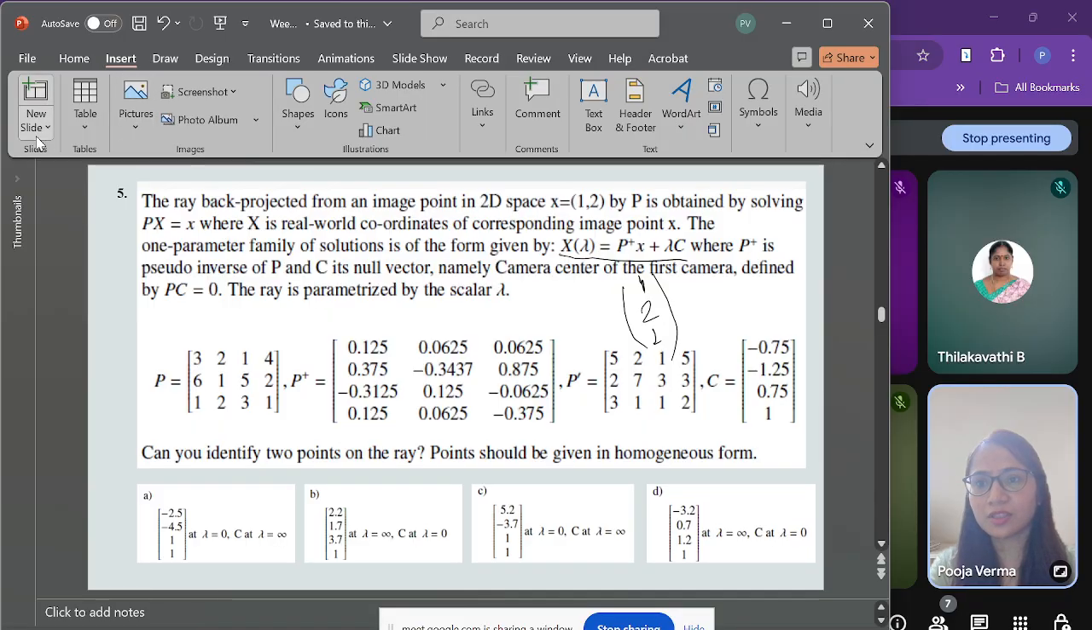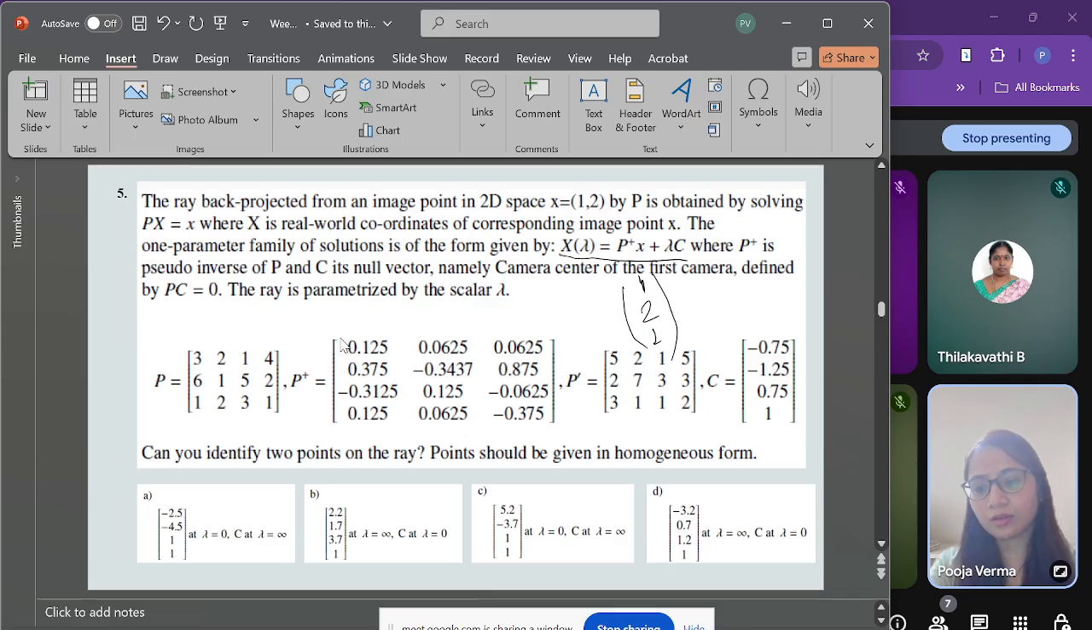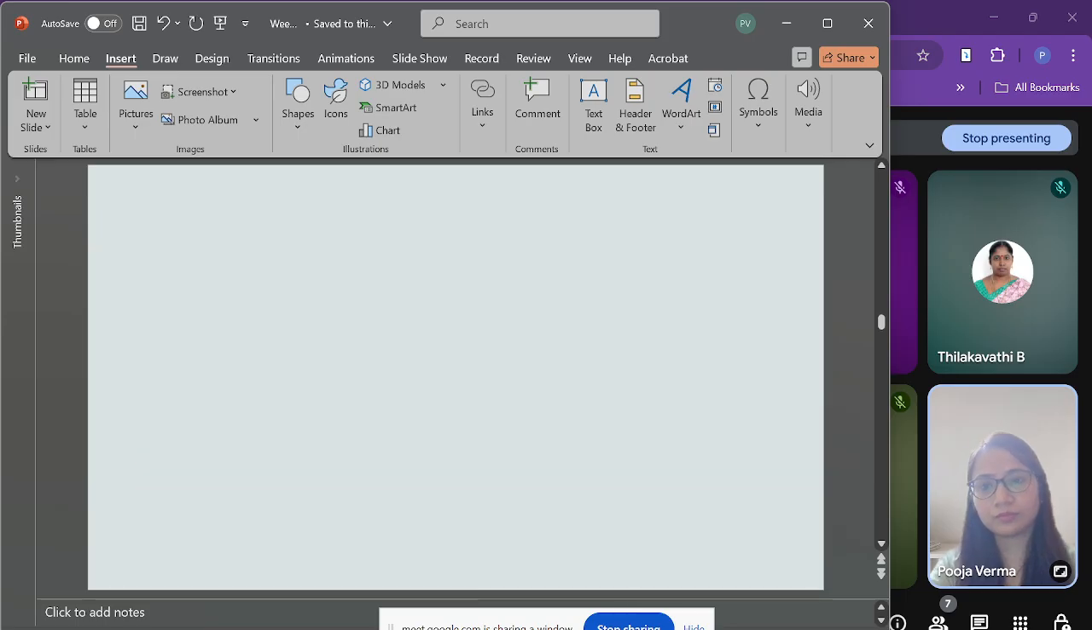So I'm taking one slide and then we will calculate it. The ray for the image point x is given as 1, 2, and its homogeneous representation is 1, 2, 1. Now X(lambda) is the pseudo inverse times x plus lambda C. First we need to calculate the pseudo inverse times x. First we will calculate these two. The pseudo inverse matrix is this, and the homogeneous representation of x is this. Just multiply these two, then let's see what the values will be by putting lambda equal to 0 and lambda equal to infinity.